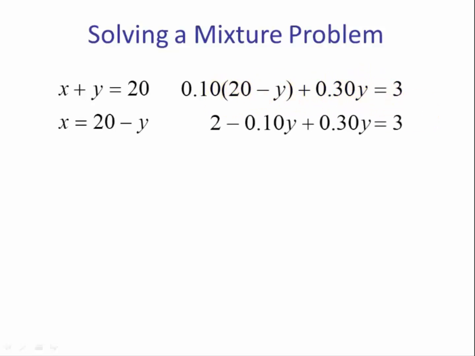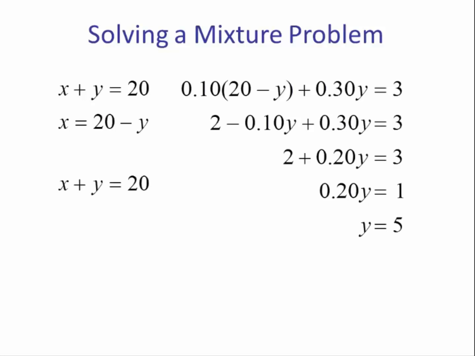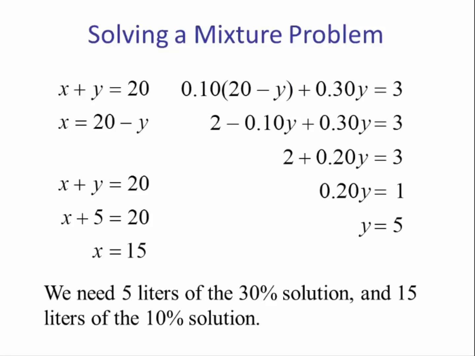So next we do the distributive property. So we have 2 minus 0.10y plus 0.30y equals 3. Now we combine like terms, subtract 2 from both sides, and divide by 0.20. We have y is equal to 5. To find x, we substitute 5 in for y, and we solve for x, and we see that x is 15. So in the terms of the problem, we would say we need 5 liters of the 30% solution and 15 liters of the 10% solution.